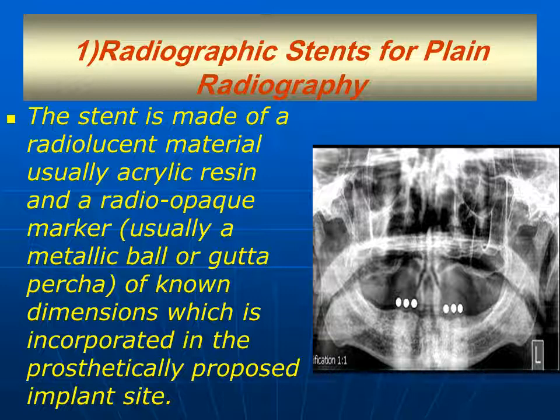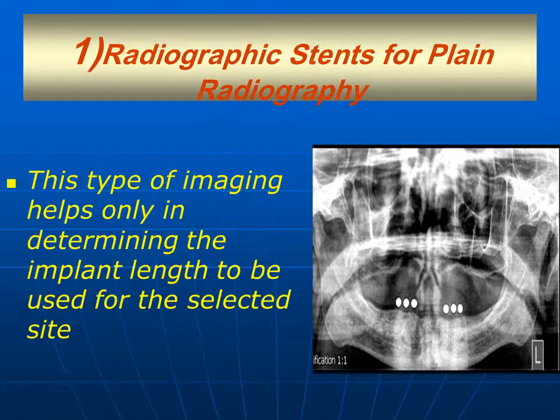Before making the radiograph, and as you know, because it is of known dimension, we can calculate the height of the bone in this area. Therefore, this type of imaging helps only in determining the implant length to be used for the selected site. That's to say, we cannot determine the width of the bone in this area. It only shows the implant length.